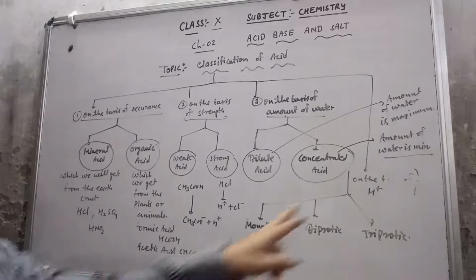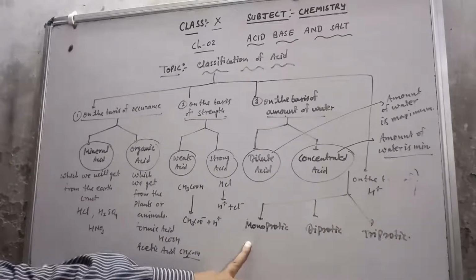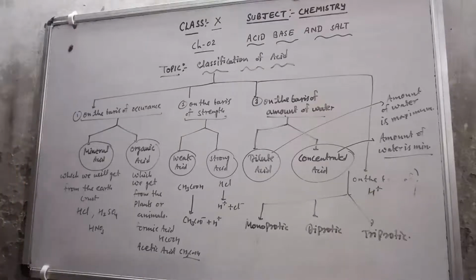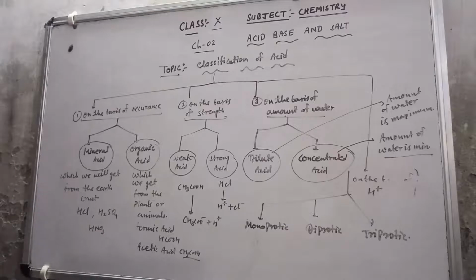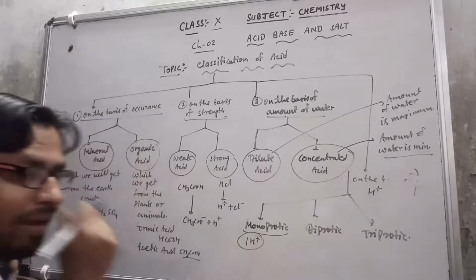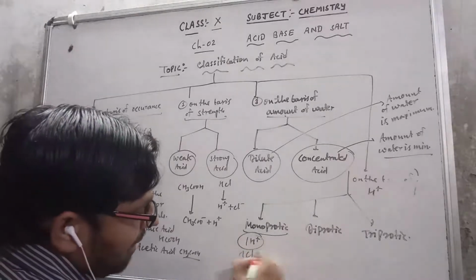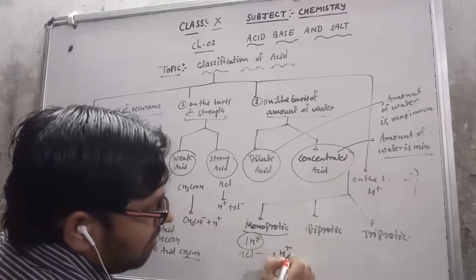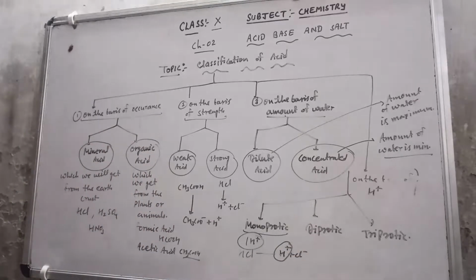After this, on the basis of giving hydrogen ion, there are three types: monoprotic, diprotic and triprotic. If I talk about the monoprotic, mono meaning one, that meaning the acid which will give us only one hydrogen ion by dissolving in water, they are called monoprotic. Like HCl, if I dissolve it in water, it will give us H positive and Cl negative, that meaning only one hydrogen ion is there, so this is a monoprotic.